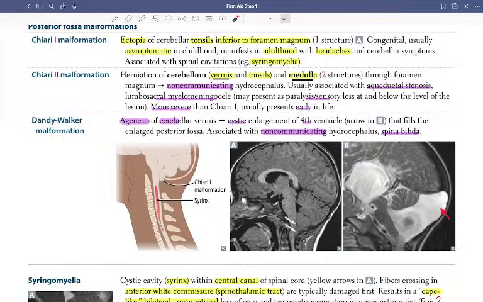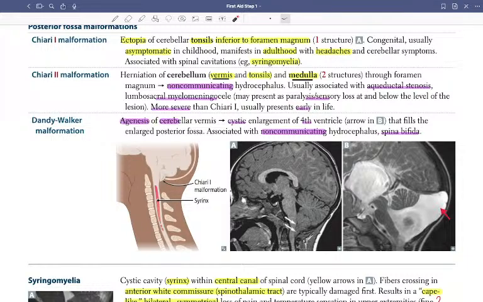For all these four, I'll tell you, picturize. It is a very good mnemonic, very important. Go through it. In Chiari 1 ectopia, you have the tonsil, one structure. In Chiari 2, you have two structures: the cerebellum, including the vermis and tonsil, is one structure, and the second structure herniated is the medulla. Here you have non-communicating hydrocephalus, aqueductal stenosis, and lumbosacral myelomeningocele. Because of that, you have paralysis and sensory loss at the level and below the level.